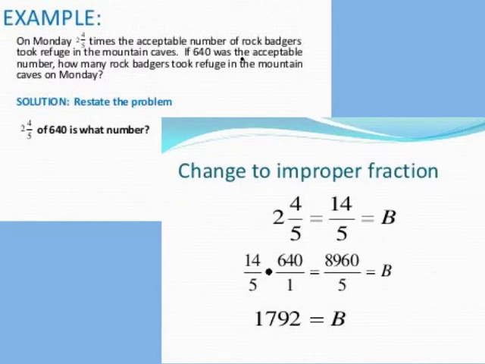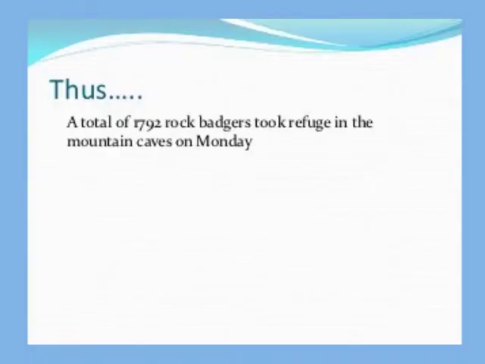Is how many? Now again, 2 4/5 should be changed to an improper fraction, which would be 14 over 5. That makes it a whole lot easier here. 14 over 5 times 640 equals 8,960, and then divided by the 5, we get 1,792. So a total of 1,792 rock badgers took refuge in the mountain caves on Monday.